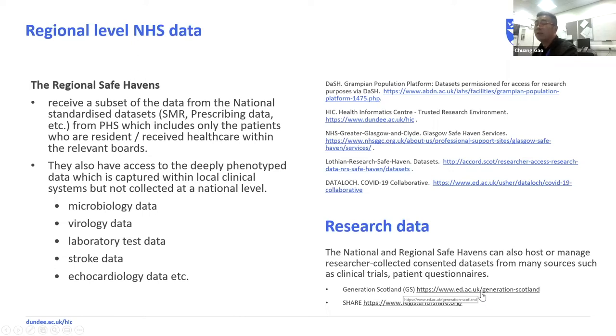They have really good genetic data available, Scottish genetic data. And we have another research data called SHARE. This is basically a register for patients. Patients could choose to register with SHARE, and by registering with SHARE, that means you consent your bio samples to be used for research purposes.